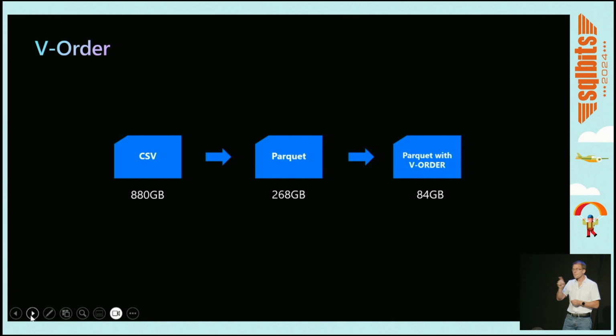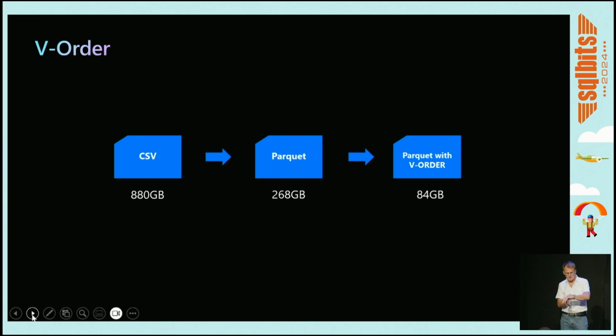880 gigs. Now, when we converted that to standard Parquet, because Parquet is really good for compression, it came down to 268 gigs. So it was about 1/3 the size, which is pretty impressive. But vOrder took it down to 84 gigs, so it's almost 1/10 of that original size.